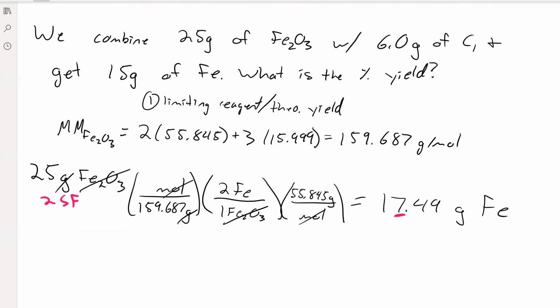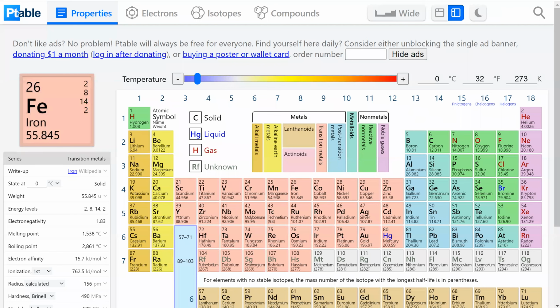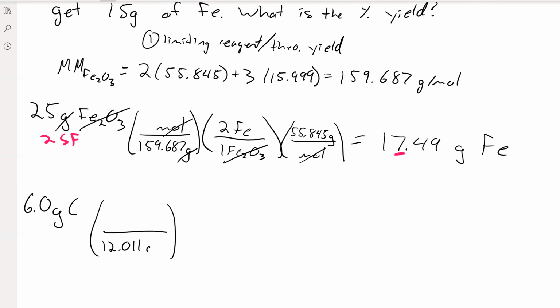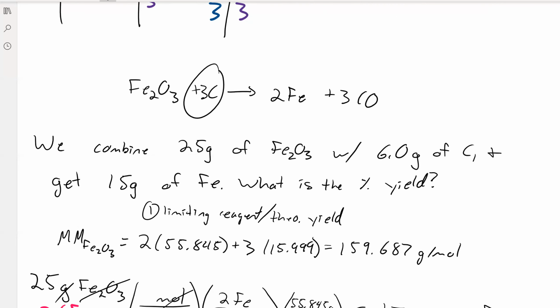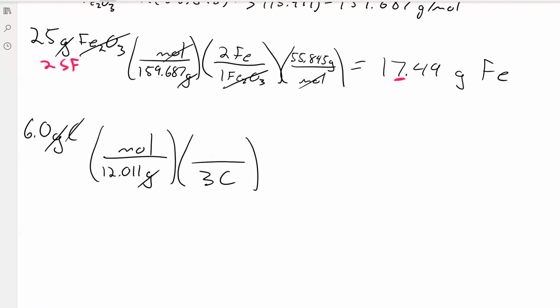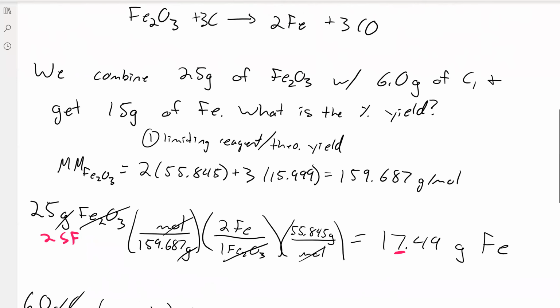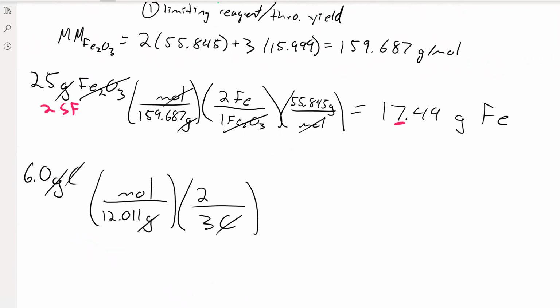Now I have to do the same thing with the carbon. So I have 6.0 grams of carbon. We have to change from grams to moles. The molar mass of carbon is 12.011 grams per mole. And the grams goes down on the bottom because it's up top there. Now I'm at moles of carbon. I want to go to my moles of product. So I can see I need 3 carbons. And then carbon and carbon cancels out, and that'll only get me 2 irons.